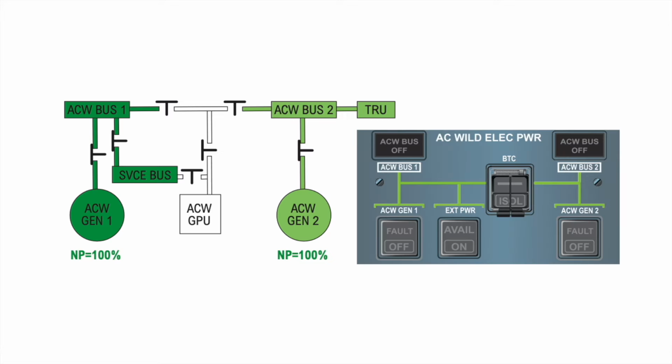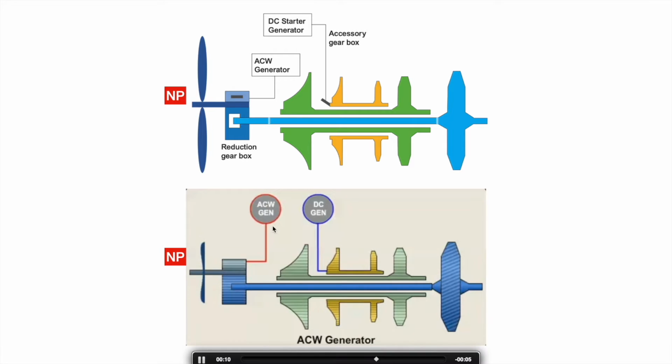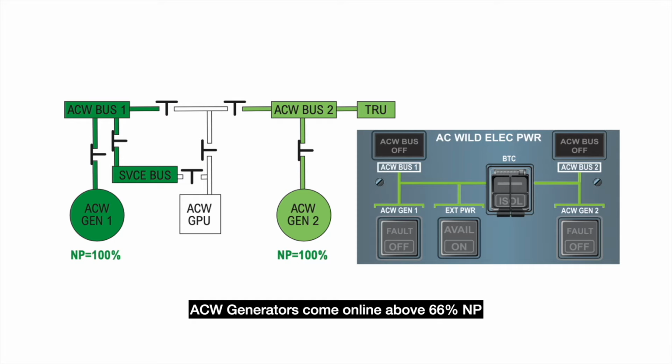Now moving on to the AC wild frequency network. In this network, two AC wild generators are run by the reduction gearbox of the engine, and the reduction gearbox is connected to the rotating propeller. So the NP, or the propeller RPM, will define the AC wild generators' functions. Just like the DC generators, the GCU, or generator control unit, controls and protects the AC wild generators as well. The GCU opens the contactors to disconnect the AC wild generator in case of any problems. The AC wild generators come online above 66% of the propeller RPM. So when the propeller RPM is more than 66%, the AC wild generators will be online.